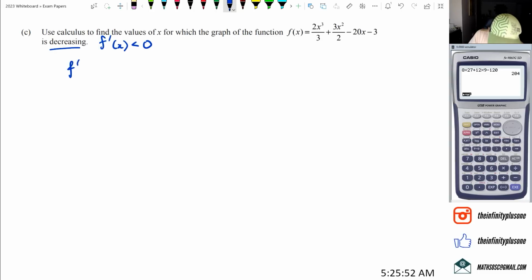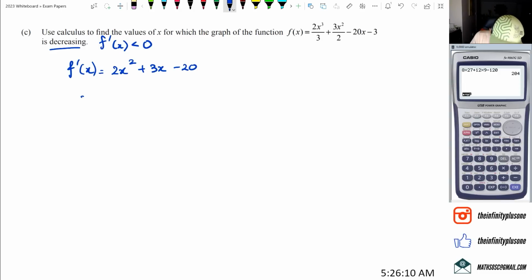Okay, so first thing we're going to do, f dash of x. F dash of x is going to be 2x, the 3's cancel out, so 2x squared plus 3x minus 20. So that is actually step 1.